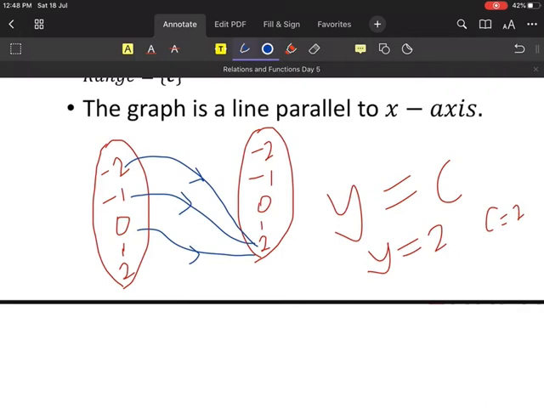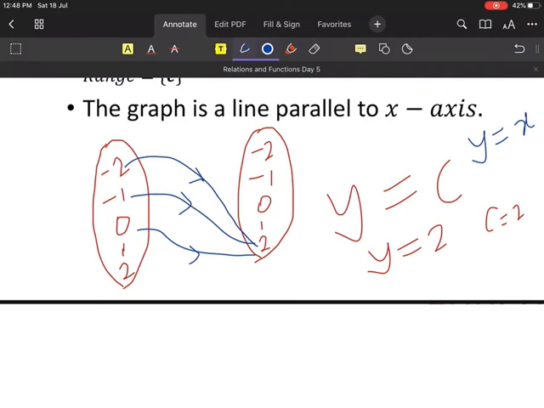So can you tell me the domain? The domain is what? R. Because again, y is equal to c. In the previous example we had y is equal to x, and we checked that y is equal to x will never be undefined, right? In the same way, will y is equal to c ever be undefined? It will also never be undefined, right? So what will be the domain?